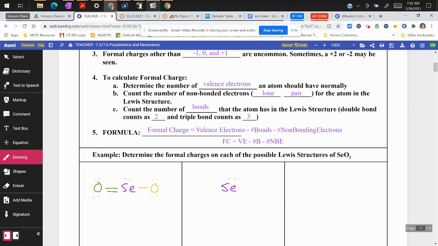So here we go. This time it's the one on the right with the double bond and the 2 pair, and then the one on the left with the single bond and the 3 pair. And then the last one I have to draw is selenium. And this is the one where we had the double bond for both oxygens, and we followed the common bonding pattern. All right, so now that we have them set up and they're color-coded, we're going to calculate formal charge for each one.